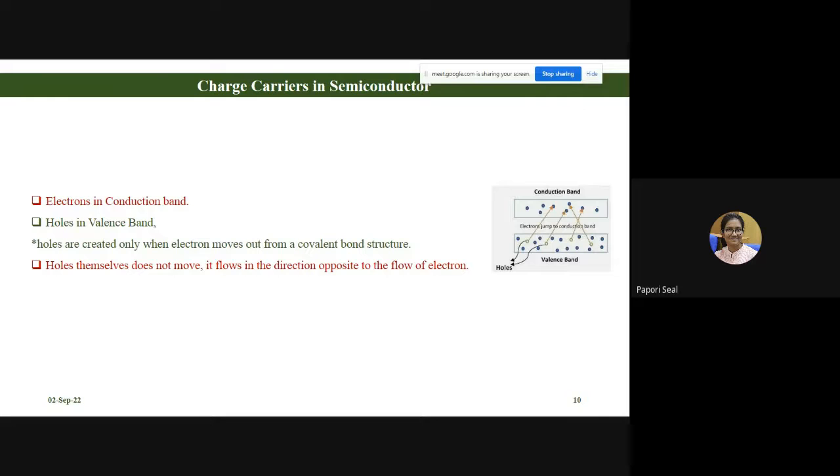So we already said how electrons move in conduction band. That is fine. Because we have enough empty states, electrons move around in conduction band. Fine. Now how do holes move? Holes move with, suppose, how do I say?